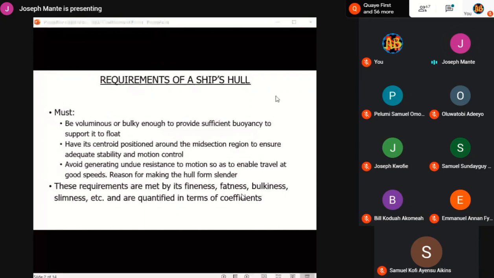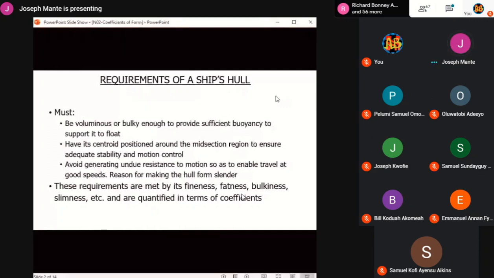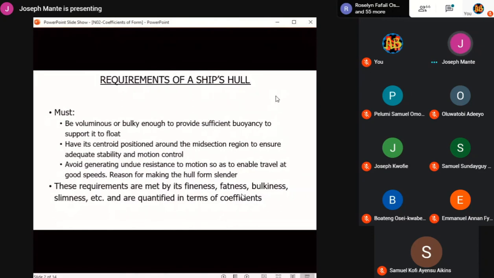Have a central position around the midsection region to ensure adequate stability and motion control. Avoid generating undue resistance to motion so as to enable travel at good speed, reason for making the hull form slender. So these are the things that you must ensure whenever you are designing a vessel, the requirement of every ship hull.